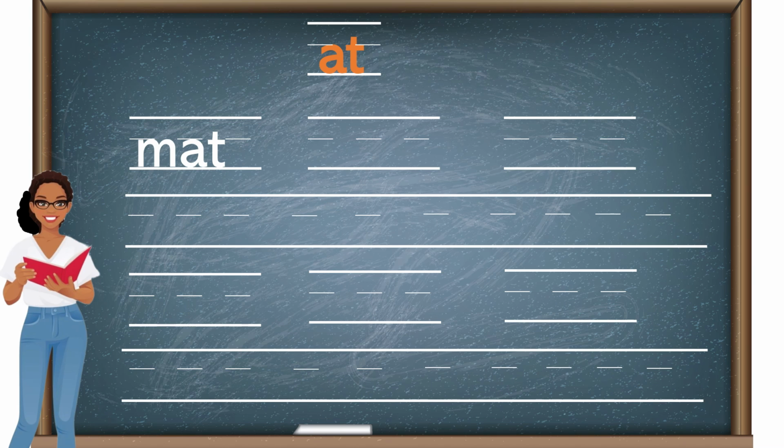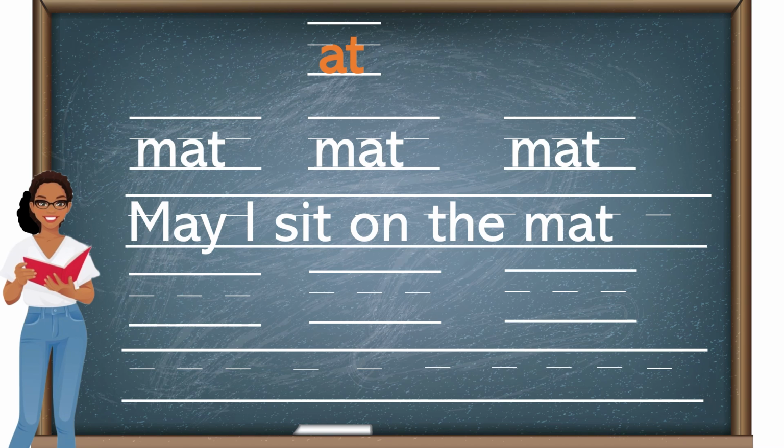Our next sight word from the at sound list is mat. M-A-T. Mat. Try and spell it with me. M-A-T. Mat. Let's spell it again. M-A-T. Mat. Let's use it in a sentence. May I sit on the mat? Mat.